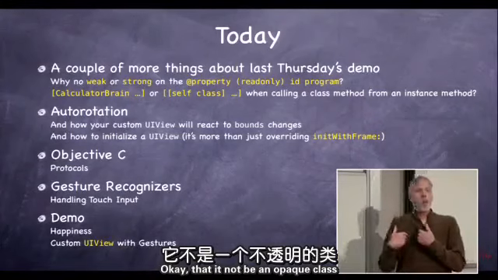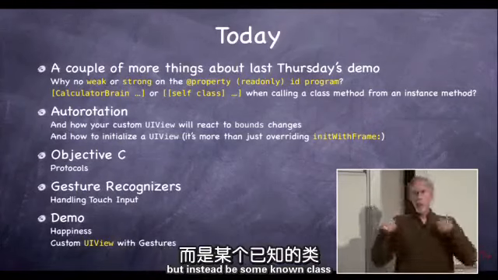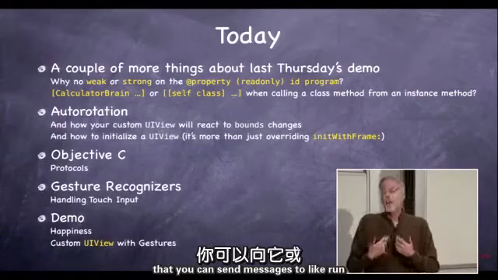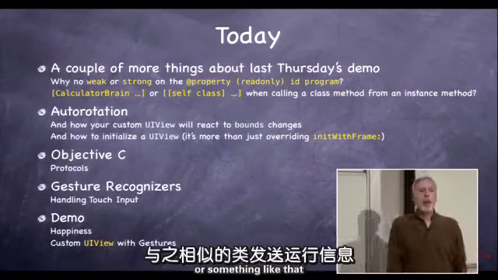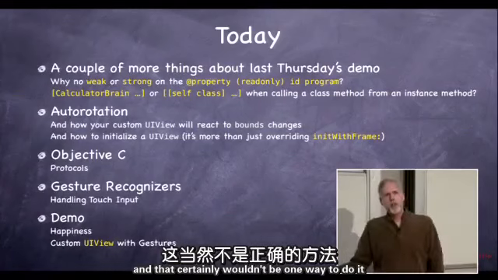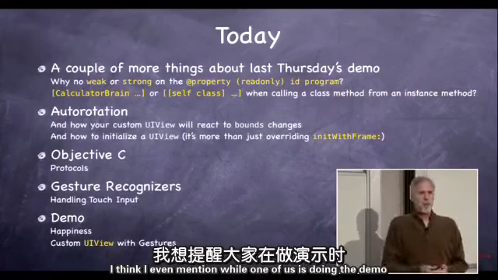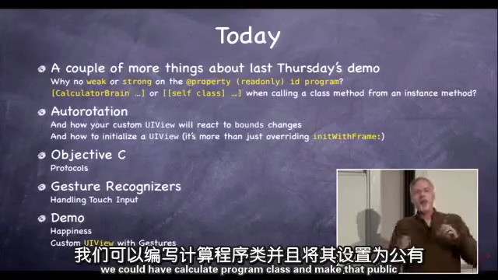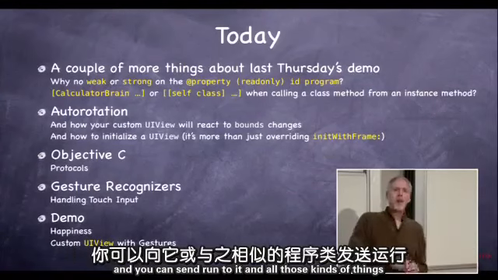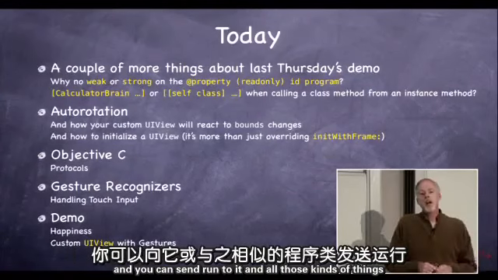Okay, that it not be an opaque class, not be an ID, but instead be some known class that you can send messages to, like run or something like that. And that certainly would have been one way to do it. I think I even mentioned when I was doing the demo, we could have a calculator program class and make that public, and you could send run to it and all those kinds of things.